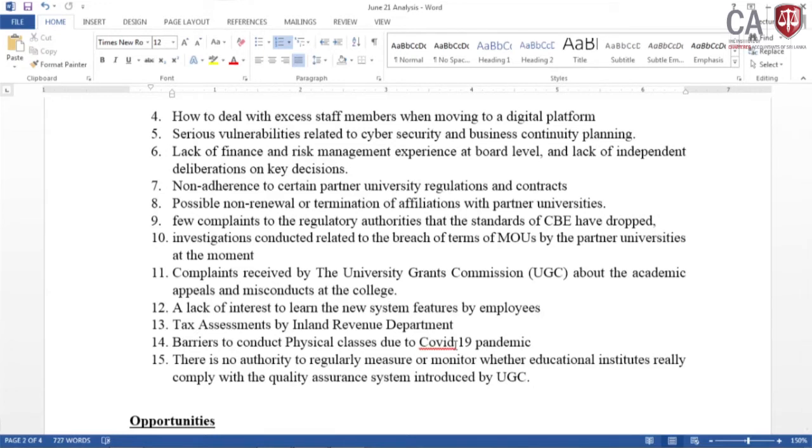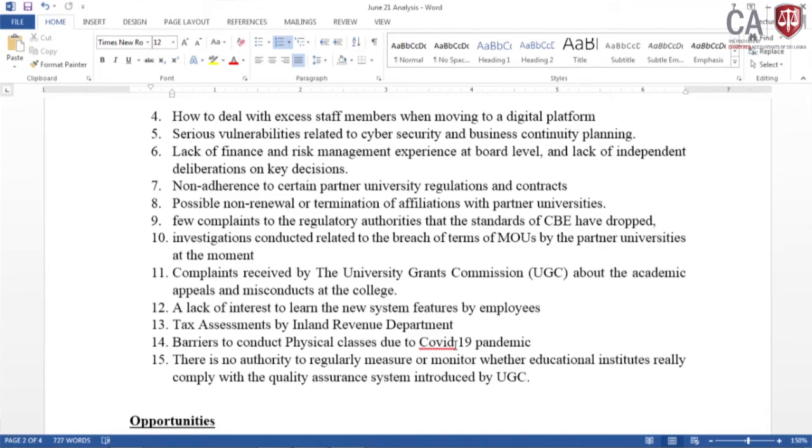Number 6, lack of finance and risk management experience at board level and lack of independent deliberation on key decisions. Then non-adherence to certain partner university regulations and contracts is a threat. They may stop dealing with us. Possible non-renewal or termination of affiliation with partner universities, that can happen, is a threat.